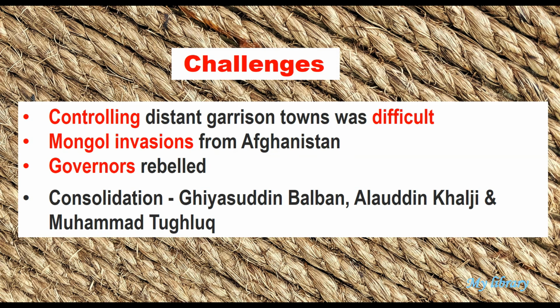Controlling garrison towns in distant Bengal and Sindh from Delhi was extremely difficult. Delhi's authority was also challenged by Mongol invasion from Afghanistan and by their own governors who rebelled at any sign of the Sultan's weakness.